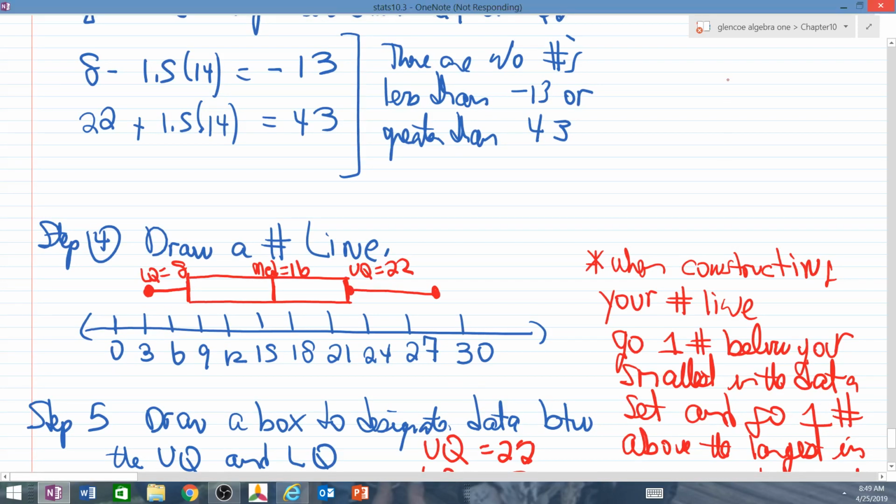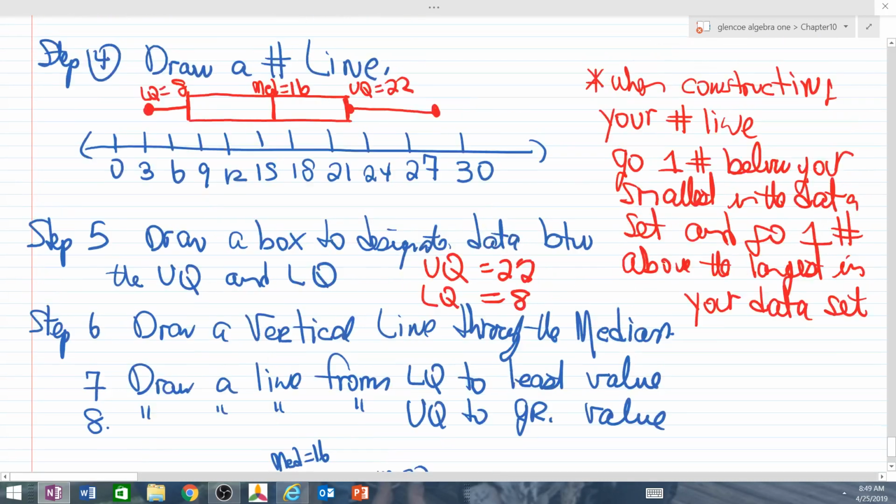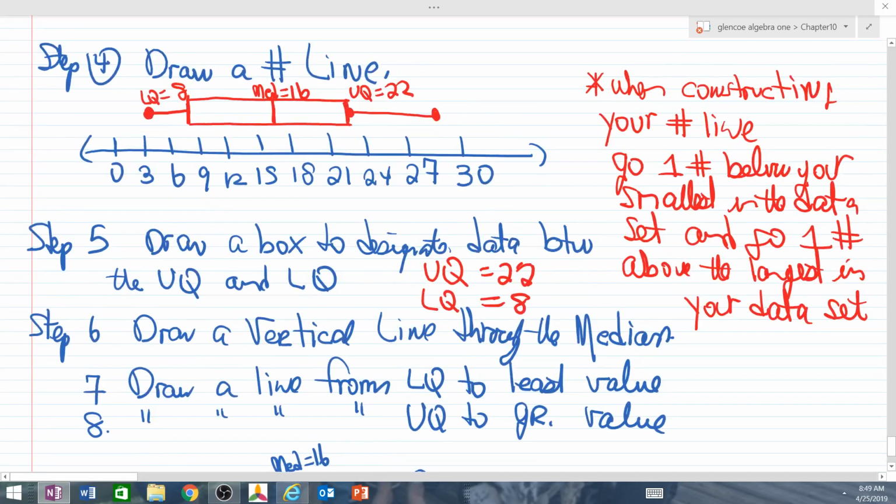Now we are going to draw a box to designate the data between the upper and the lower quartile. The lower quartile was 8. I'm estimating, I'm drawing a vertical line. The upper quartile is 22. I'm drawing a vertical line, and I am making a box. The other vertical line that I dropped is representing the median. The median was 16. This is 15 on my number line. I am again estimating. So now we have the box part of the box and whisker plot.